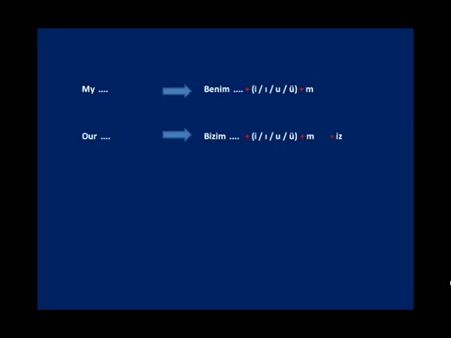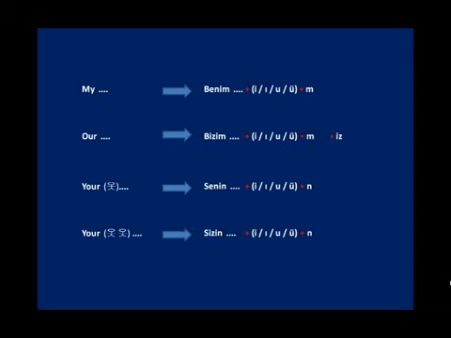To say your, talking to one person only, you have to say senin, and then add an N. And if necessary, you again add these vowels, of course. And if you're talking to more than one person, in English it doesn't matter, but in Turkish it does, you say sizin, and the same thing as the first your, but plus you also add an iz, which you harmonize again. That's the idea.